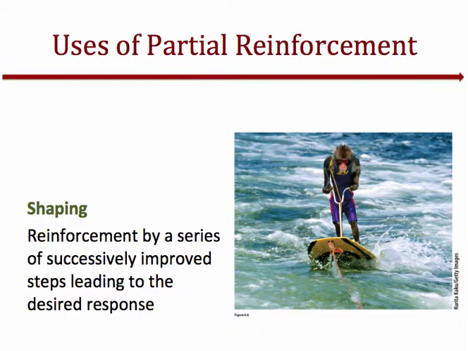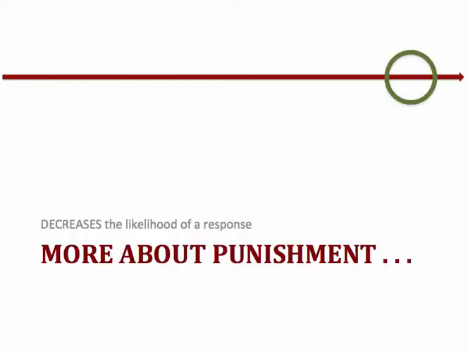Shaping refers to reinforcement of a series of successively improved steps that lead to the desired response. So you start out with a very basic thing. First of all, in order to get a seal to balance a ball on its nose, you'd have to get the seal to go near the ball. Then you'd reinforce that behavior first, but eventually you'd stop reinforcing that behavior, and you would reinforce it only when it lifted up the ball, for instance. It didn't have to balance it on the nose yet, but just lifted it up. Once it's capable of lifting it up, then you only reinforce it when it can keep it on its nose for a certain amount of time, and then you can reinforce differing amounts of time depending on how long you want the seal to balance it for. Okay, so that's shaping.